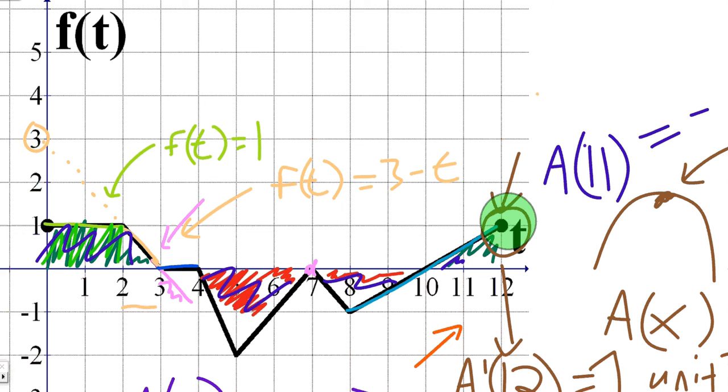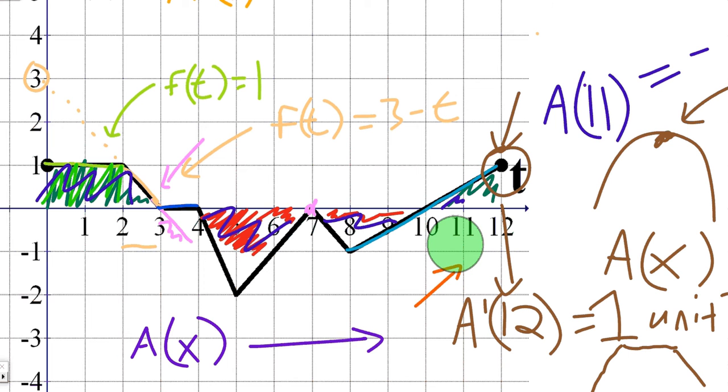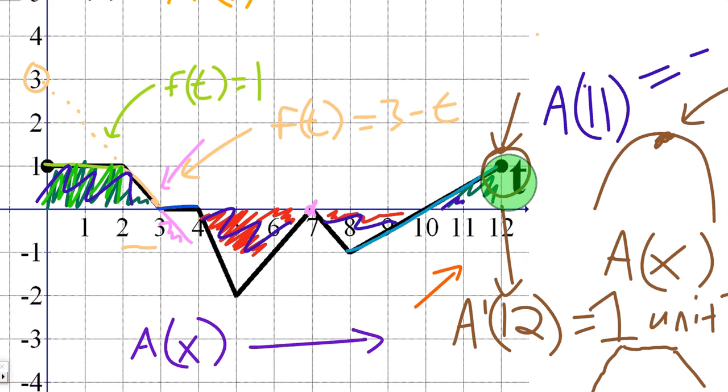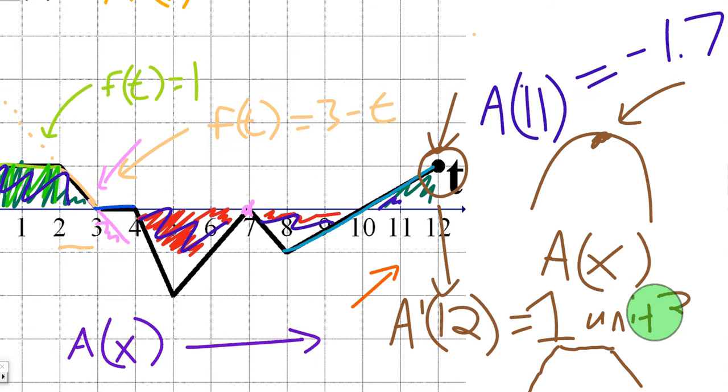First, recall that f of t is actually the derivative of the area function. So f of t is actually the same thing as A prime of x. Okay? So what that means is if you look at the y value at 12, it's 1. That tells you automatically that the rate at which the area is increasing between the graph of f of t and the t-axis is 1 unit squared for every unit x at that particular point in time.